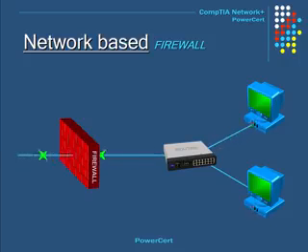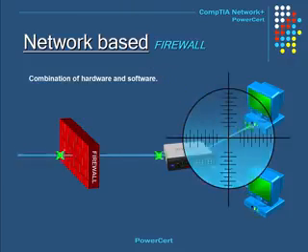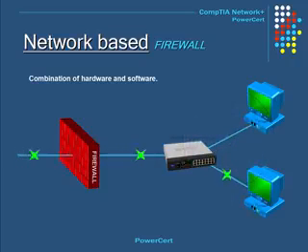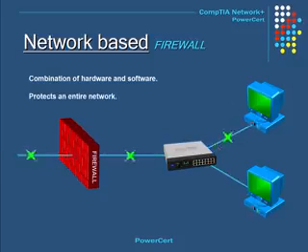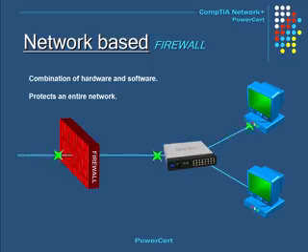Another type of firewall is called a network-based firewall, and this is the kind that is shown here. A network-based firewall is a combination of hardware and software, and it operates at the network layer. It is placed between a private network and the internet. And unlike a host-based firewall, where it only protects its own computer, a network-based firewall protects an entire network. And it does this through management rules that are applied to the entire network so that any harmful activity can be stopped before it reaches the computers.